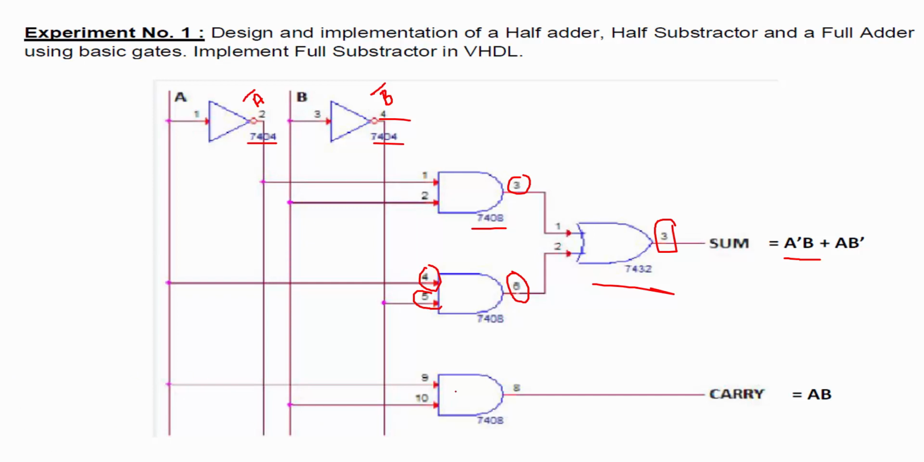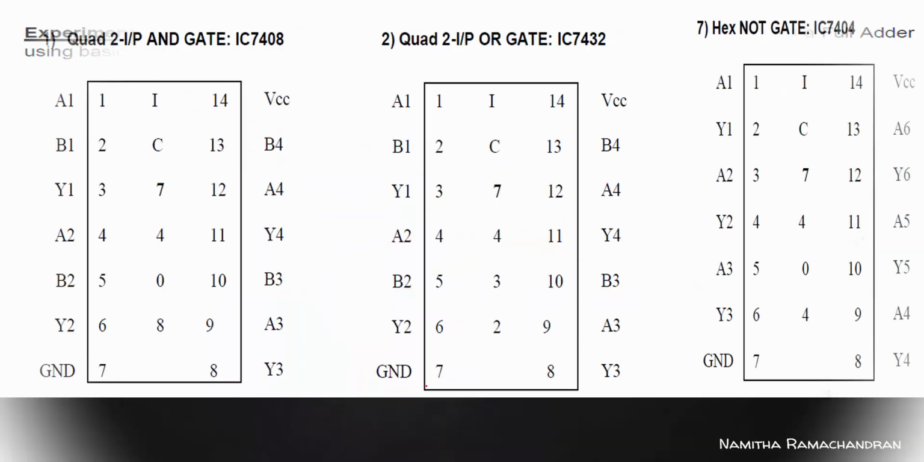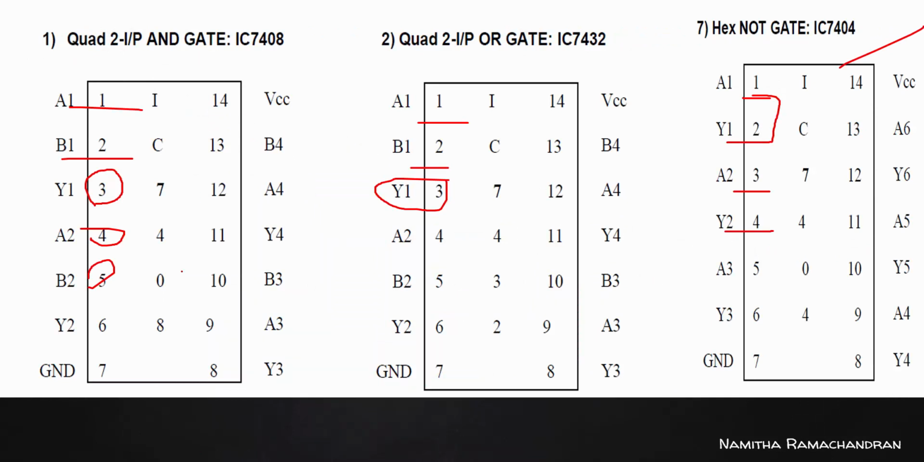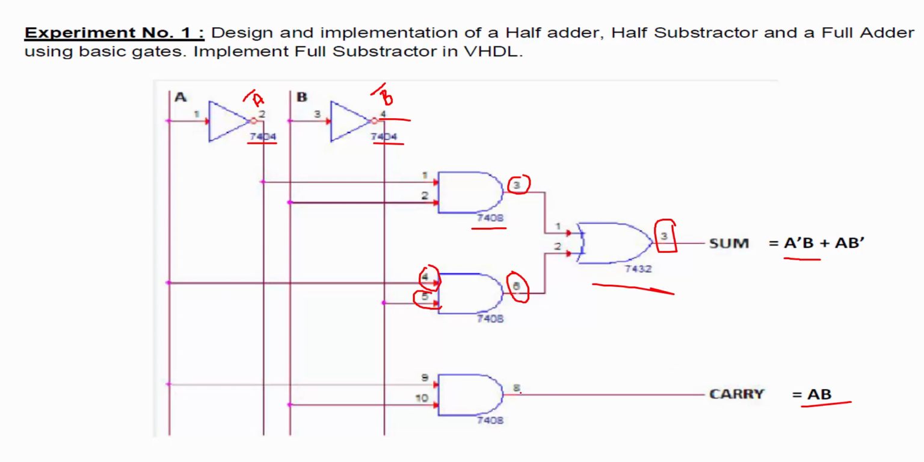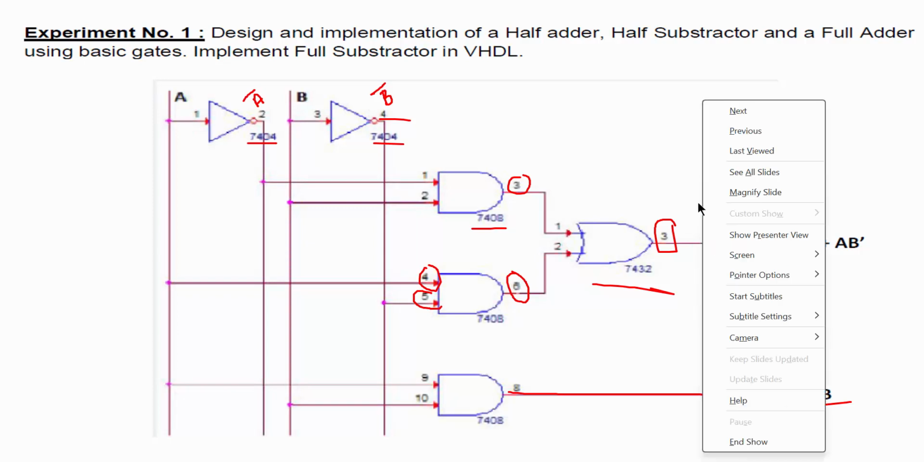Okay, and this is the part for our carry out. The carry out expression is actually A and B. So take the same A and B inputs, connect with 9 and 10 inputs of our AND gate, and this will be our corresponding final carry out output. Okay, so connect this to the external output. Again, connect this 3rd pin of our OR IC to the external output.